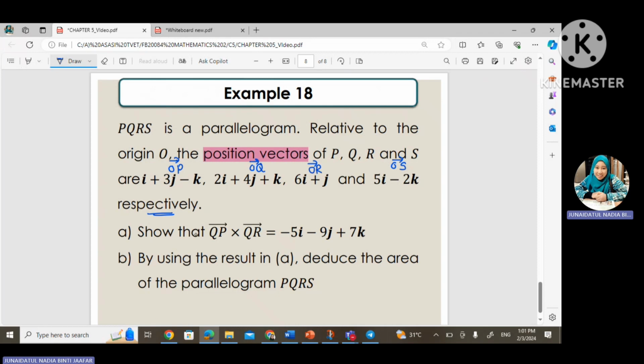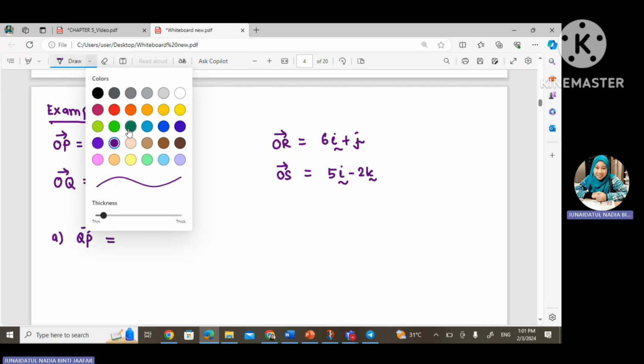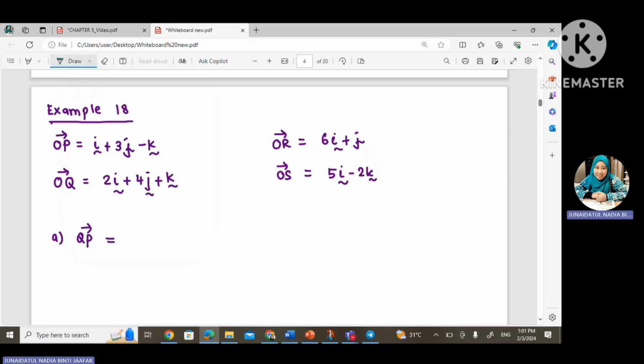Question A: show that QP cross QR equals negative 5i minus 9j plus 7k. First we must find the resultant vectors of QP and QR. So for QP, we focus on vectors Q and P.